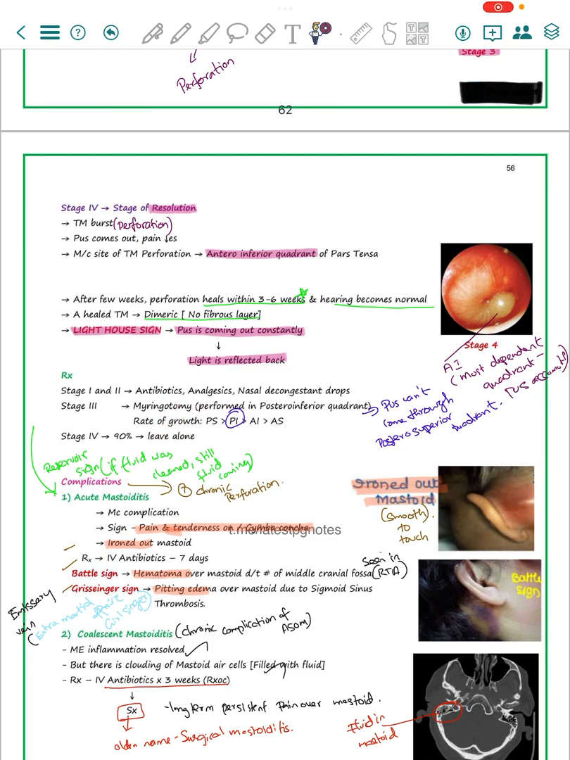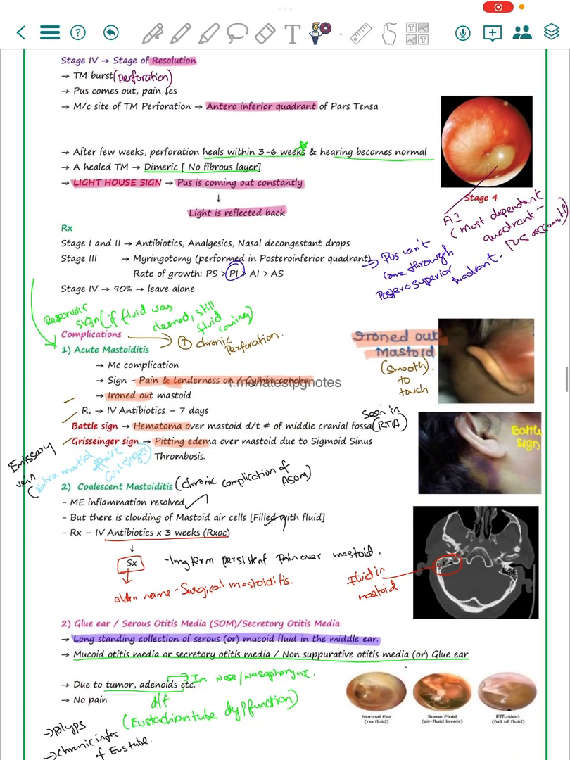The order of healing is posterior superior first, then posterior inferior, then anterior inferior, then anterior superior. But if you put the incision on the posterior superior, the pus can't drain through as it is present in the region above. Then in stage 4, you should not do anything, you should leave it, and the tympanic membrane will heal itself, guys. Then the complications are the most important part of acute suppurative otitis media, because the most common complication is acute mastoiditis.